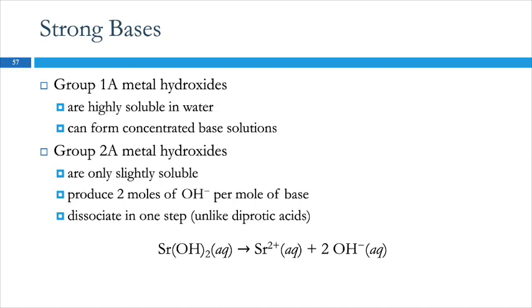So the group 1s, because they have a +1 charge, will form 1 mole of hydroxide for every mole of base. The group 2s have a +2 charge, so you're going to get 2 moles of hydroxide per mole of base. So you need to watch out for that.